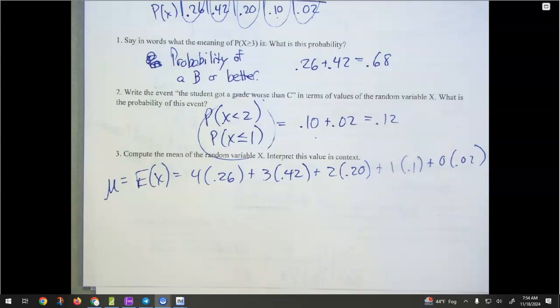So you can type that in. I'd rather just show you how to do the calculator. Get out your 84s if you don't have them out. Your TI 84.